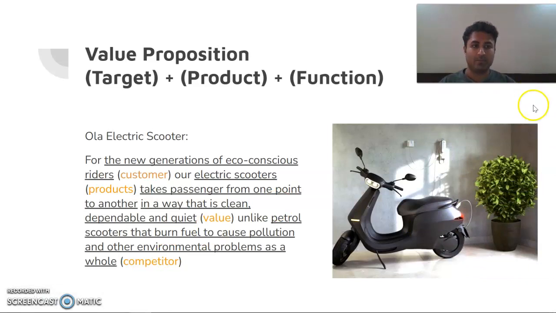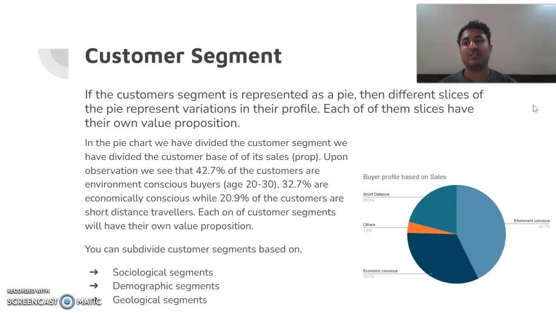Now, moving on to the next point, which is called customer segment. If the customer segment is represented as a pie, the different slices of a pie represent variations in their profile. Each of them slices have their own value proposition. For this example, we have taken the customer segment for Ola electric scooters. All of these numbers are just imaginary.